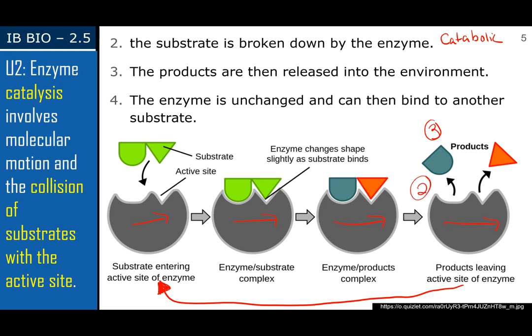Okay, so one more time, you have substrate and you have your enzyme. Step 1, they come together. The enzyme changes shape a little bit. The enzyme then breaks them apart. The products go out into the environment, and then the whole process starts over again.